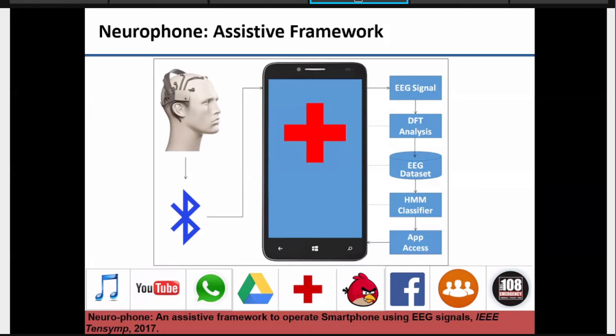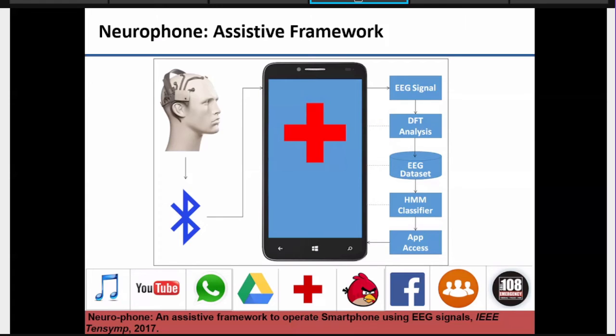In this smartphone, there are applications, like whether he wants a medical service, or he wants to play Angry Birds, or he wants to listen to music. Some of these applications will appear on his mobile screen, and when he visualizes them, that will be used as a stimulus. Then we get the EEG signals, and from those EEG signals we want to know what application he is looking for.